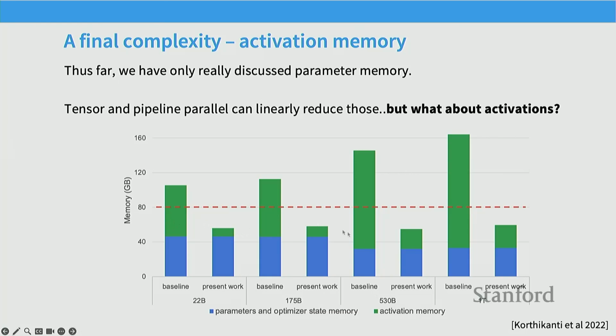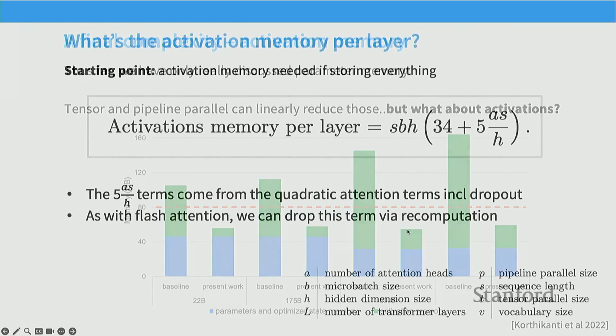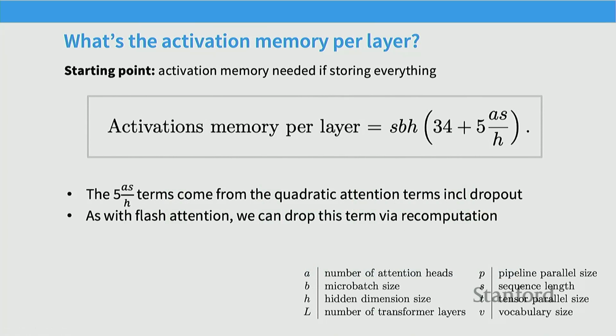Whereas if you do some slightly more clever things like recomputation, you can keep the activation memory low, and that's really key to parallelizing some of the biggest models. Okay, so what's the activation memory per layer? You've done some of this transformer math before, so hopefully you're now familiar with all of this. But we can compute the amount of activation memory we need per layer.